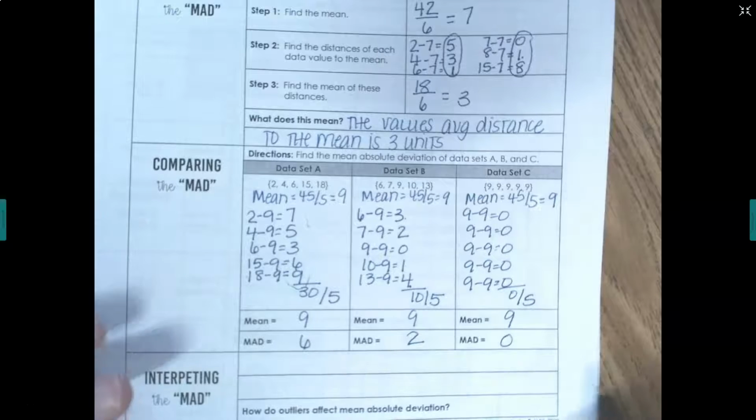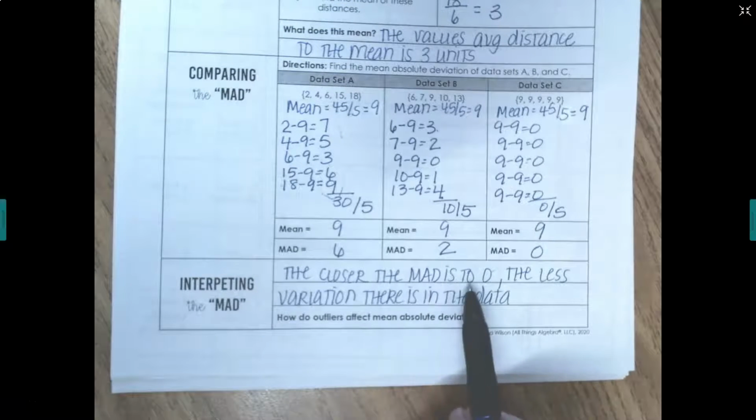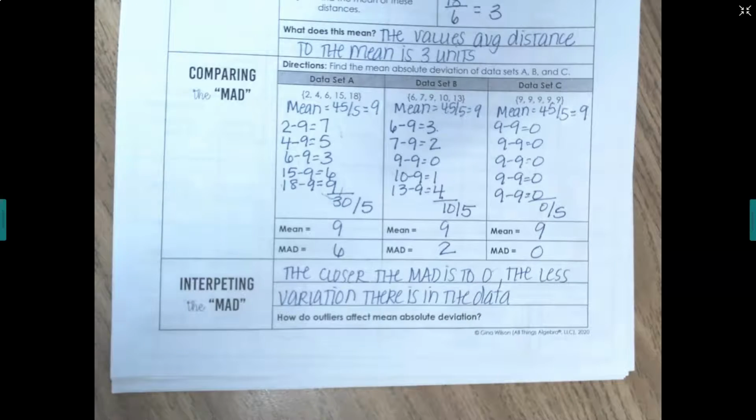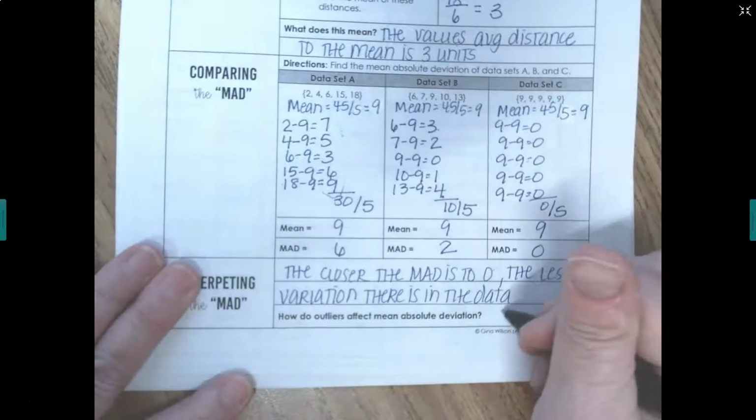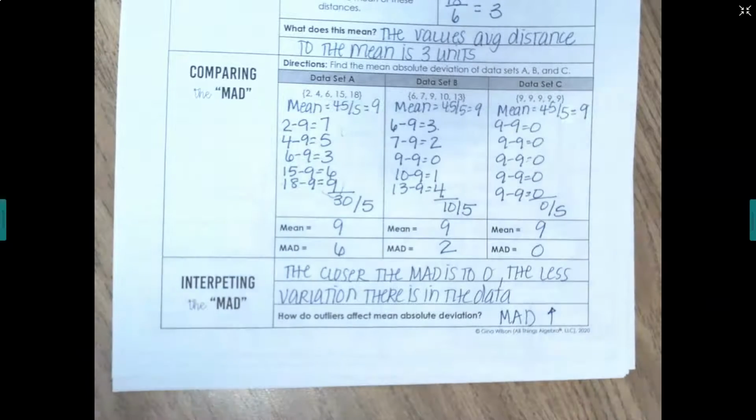So what you want to take away from that is the closer your MAD is to 0, meaning the smaller your MAD is, the less variation in the data there is, meaning the more alike the numbers are. So if you have an outlier, that means that number is unlike all the other numbers that were there, so it's going to make your MAD increase. It's going to make your MAD bigger because it's away from the numbers that are already there. All right, let's do a couple practice problems and see how you do.